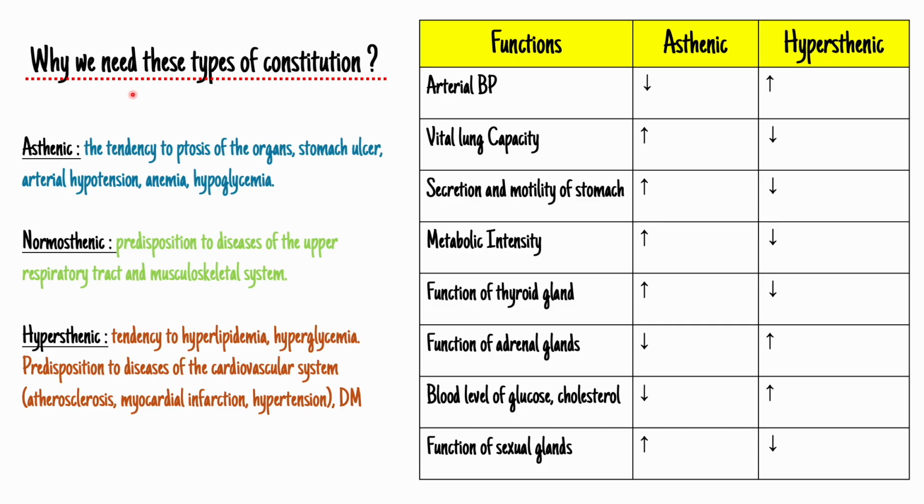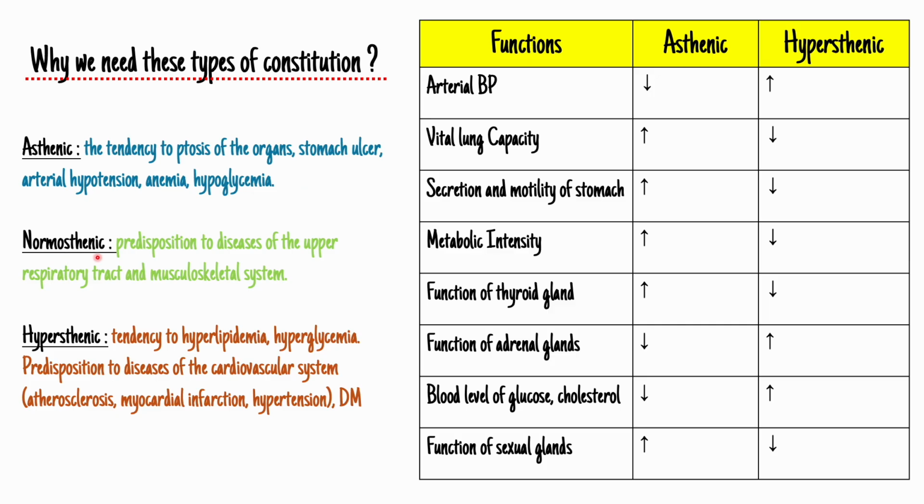Now, why do we need all these types of constitution? Why do we need to measure all these types and find out if this person is asthenic or normosthenic or hypersthenic? Well, it was found out that these three types of constitution have more tendencies to some diseases. In the asthenic, the tendency to ptosis of the organs, for example, the nephroptosis, when the kidney drops down, the stomach ulcer, arterial hypotension, anemia, and hypoglycemia because of the decrease in body fat.